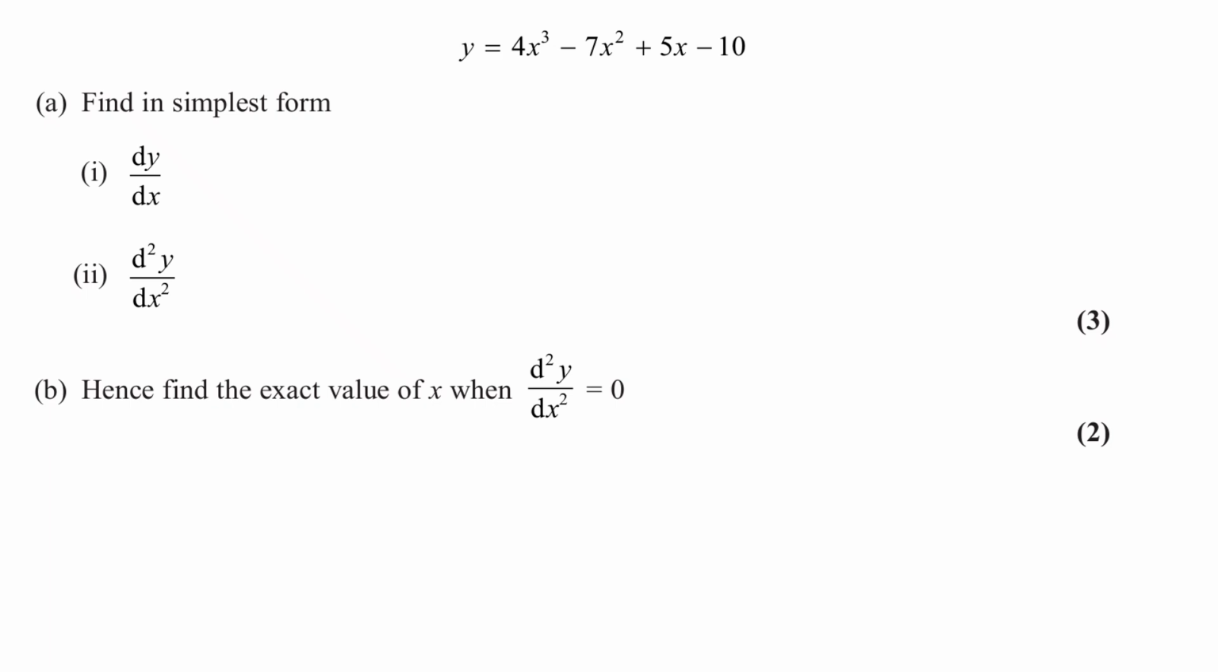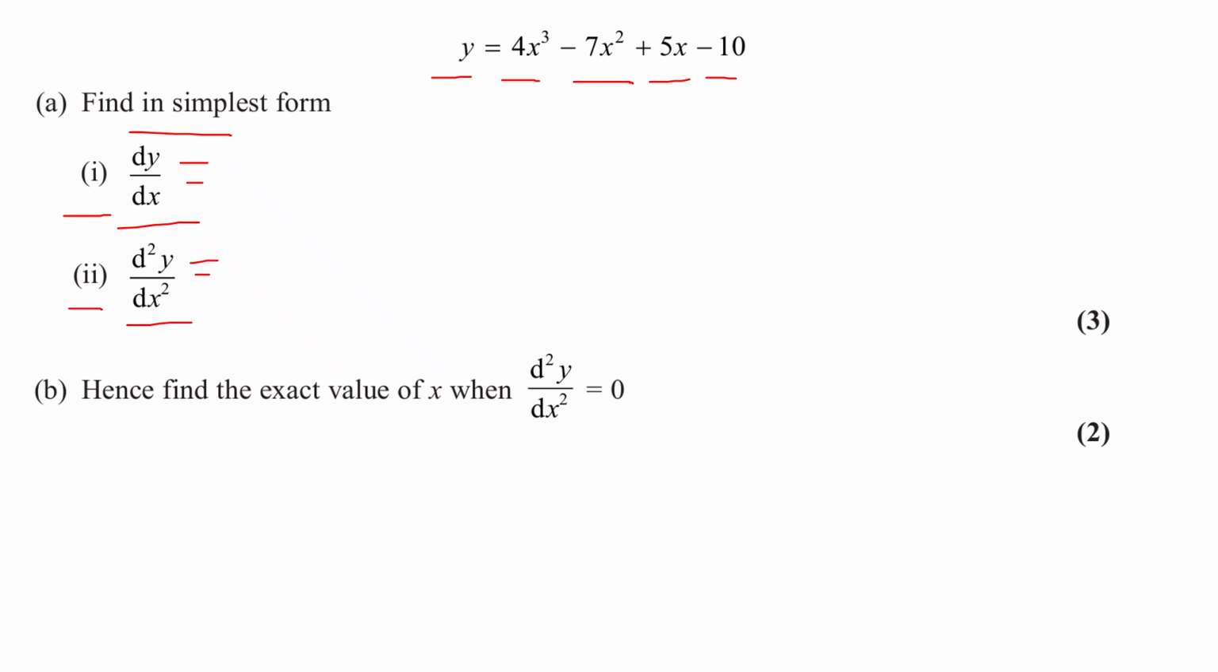Okay, folks, calling all A-level math students to try this question. So we're given the function y is equal to 4x cubed minus 7x squared plus 5x minus 10. Part A, find in simplest form part (i) dy by dx, so the first derivative, and part (ii) d2y by dx squared, so the second derivative.